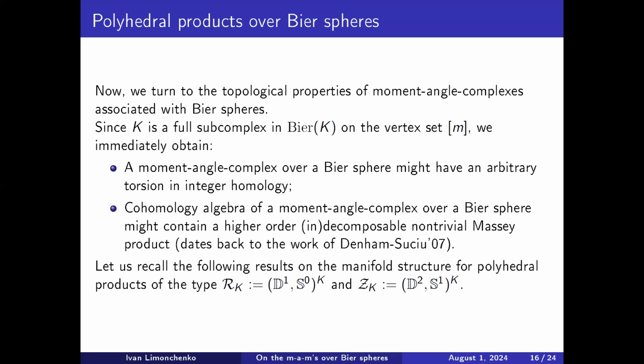First applications of Bier spheres are more or less clear, because K is always a full subcomplex in Bier K, and that's true for any simplicial complex on any vertex set. We immediately obtain that the moment angle complex over a Bier sphere might have an arbitrary torsion in integral homology. This is probably another way to show that moment angle manifolds can have arbitrary torsion in integer homology.